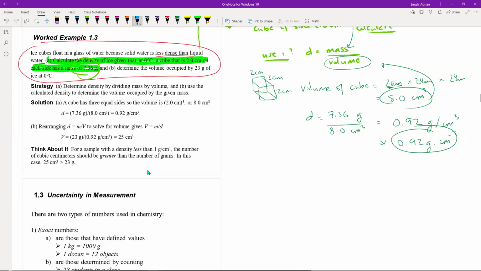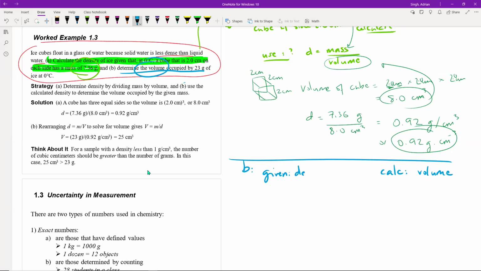So if I calculate my density as 0.92 grams per cubic centimeter, I can then go ahead and solve part B, where it's asking me now to determine the volume occupied by 23 grams of ice at 0 degrees Celsius. So for part B, what do we need to find? Determine the volume. And what are we given? Well, we're given the density because we just found it. That density was 0.92 gram per cubic centimeter. And then we're also told that we have the mass being equal to 23 grams of that ice.